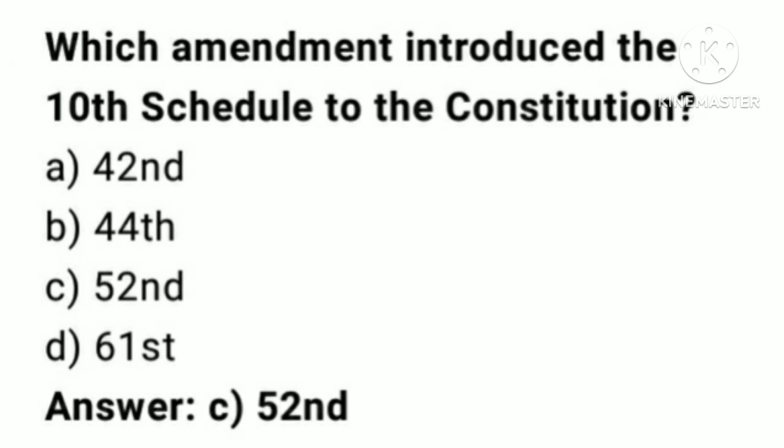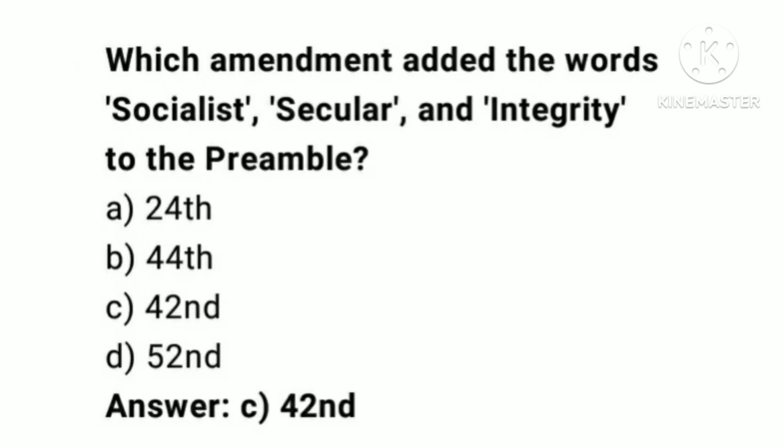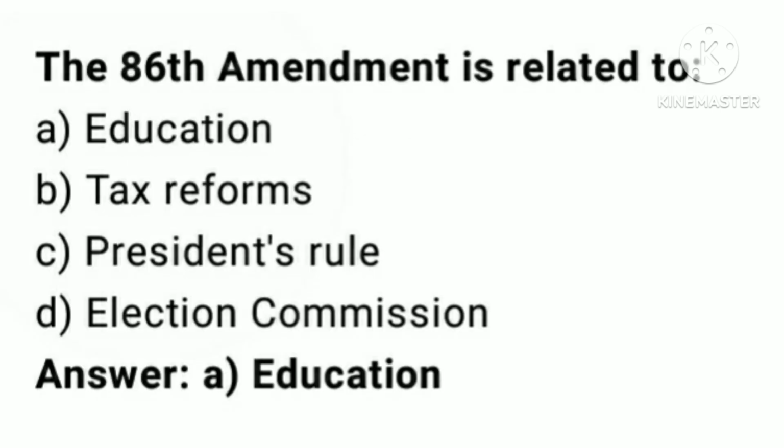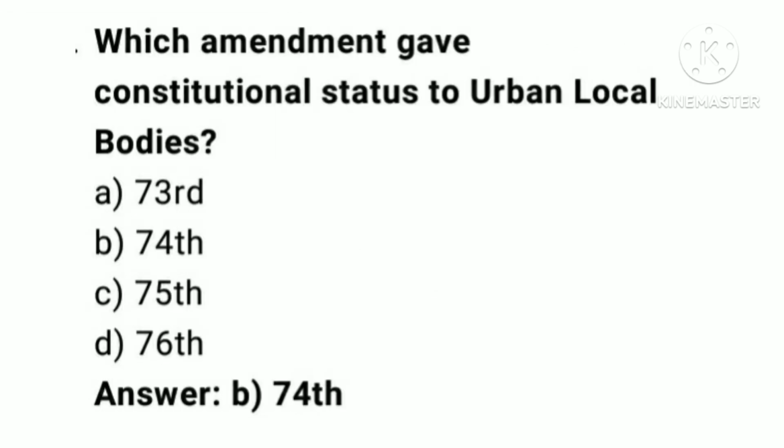Answer: 52nd Amendment. Which amendment added the words socialist, secular and integrity to the Preamble? Answer: 42nd Amendment. Which amendment removed the right to property from fundamental rights? Answer: 44th Amendment. 86th Amendment is related to education.